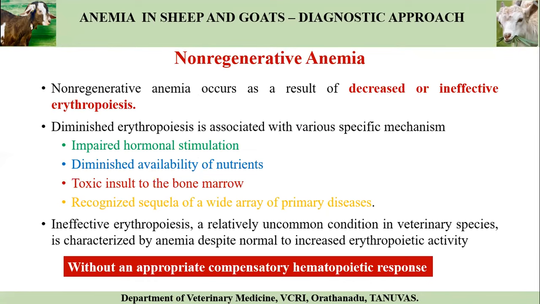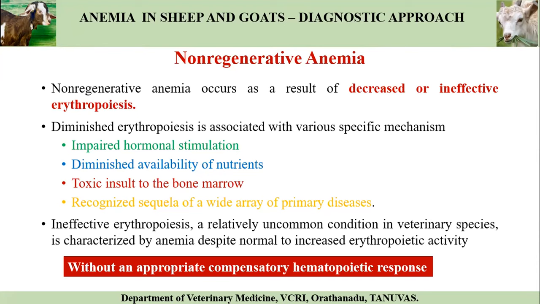Non-regenerative anemia occurs as a result of decreased or ineffective erythropoiesis, which reduces or diminishes erythropoiesis. It is associated with various specific mechanisms like impaired hormonal stimulation, diminished availability of micro or macronutrients, toxic insult to the bone marrow, might be some cancerous growth, or recognized in the sequel of a wide array of primary diseases.